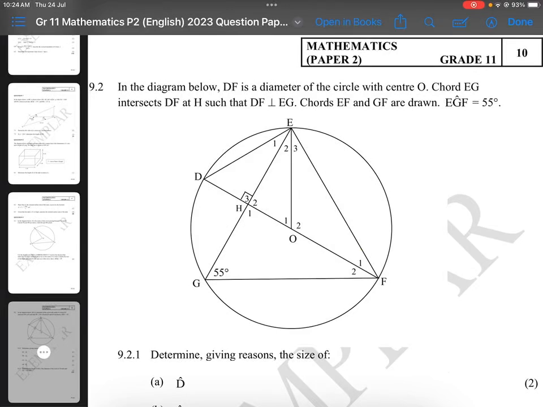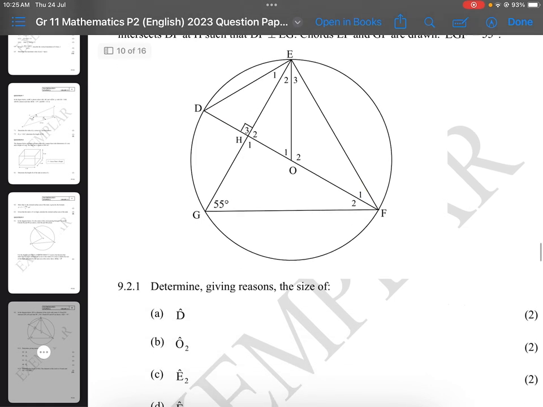Okay, so I have this question, a Euclidean geometry question. In the diagram below, DF is a diameter of the circle with center O. Chord EG intersects DF at H such that DF is perpendicular to EG. Chords EF and GF are drawn. Angle EGF is equal to 55 degrees. Okay, they say determine, giving reasons, the size of D.